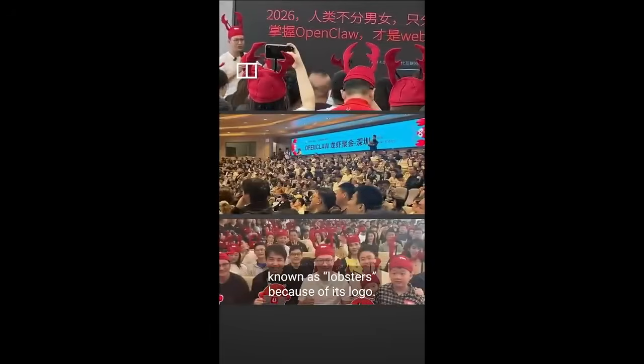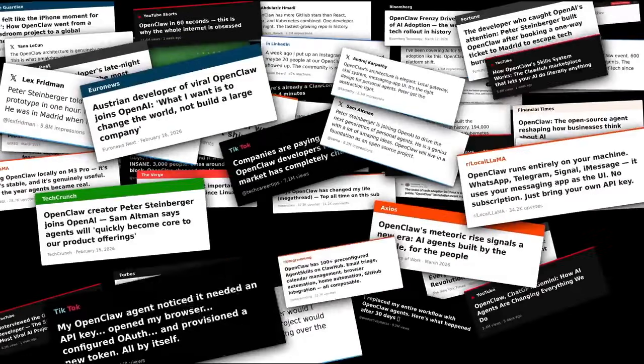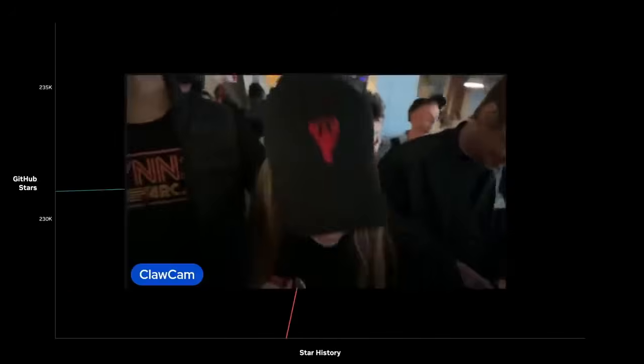Hundreds of people are queuing up for lobsters in Shenzhen. OpenClaw. We want to build OpenClaw with OpenClaw. Everyone is talking about OpenClaw, but what is OpenClaw? Believe it or not, there's already a claw con.